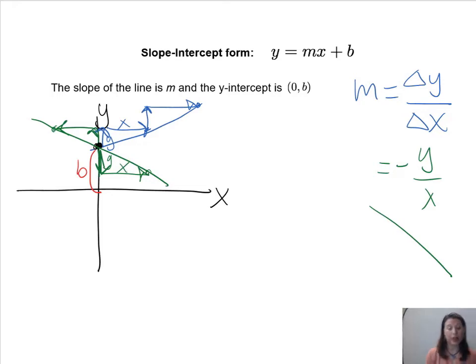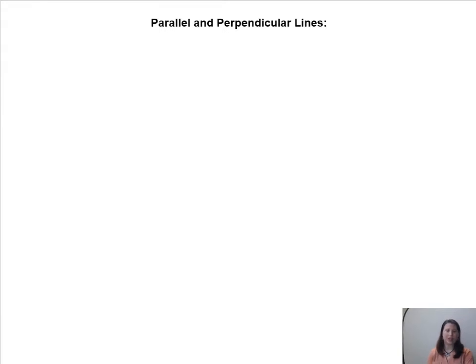Now again in the positive direction, just like we went up y and to the right x, we could go down y and to the left x, and that would still continue on that path. So those are the connections that this line could have to a graph with positive and negative slopes and y-intercepts. Okay, so the next thing we'll talk about in this section is parallel and perpendicular lines.